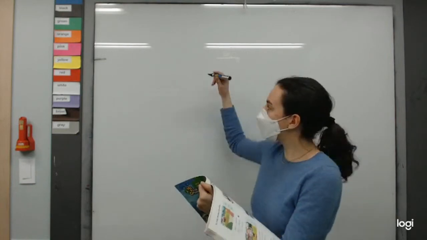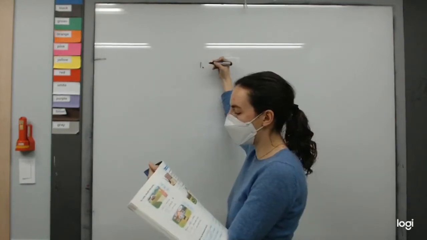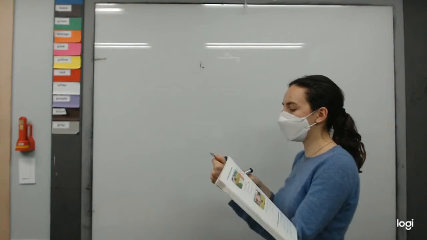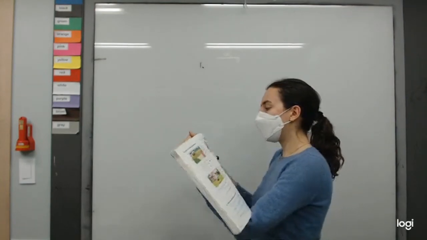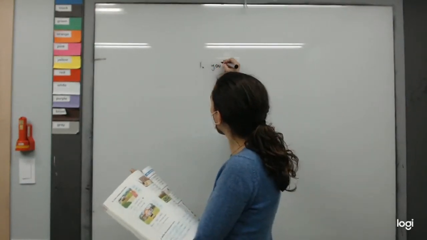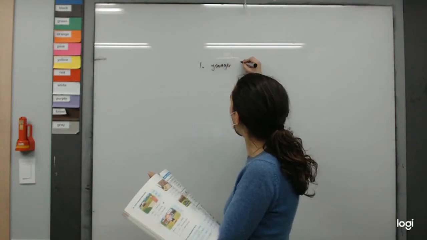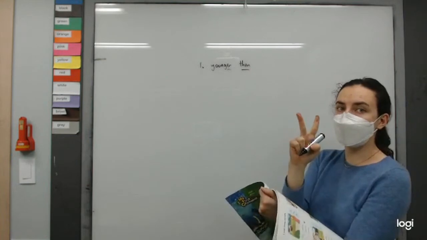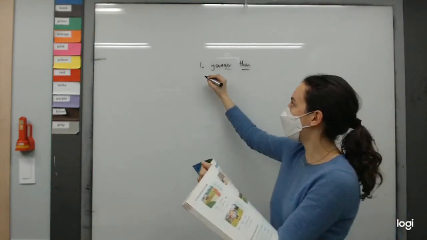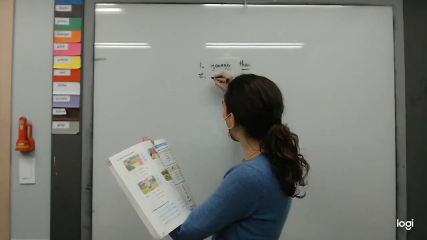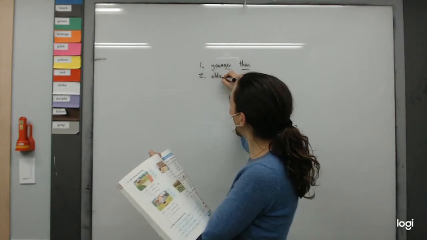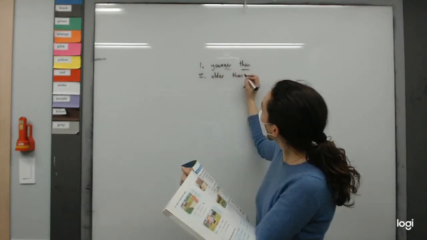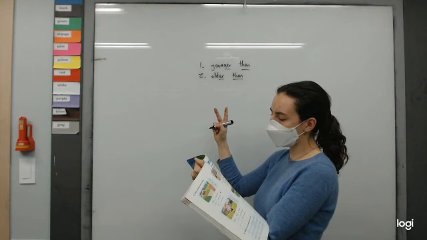So here we have some comparative practice. Number 1, my mom is younger than my dad. Younger than. We use this -er than when we compare two things, mom and dad. Okay? Number 2, my dad, same thing, older than my mom. Again, 2 people, mom, dad.